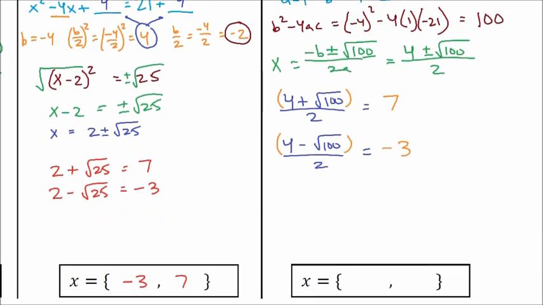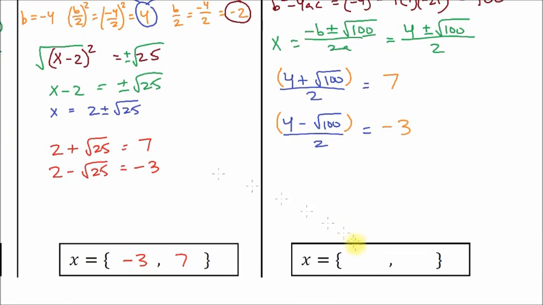And that works out good, class. We got the same solutions as our other two methods, which means we've been successful. Negative 3 and 7. There's our first example, number 31. We'll do number 32 on a separate video.